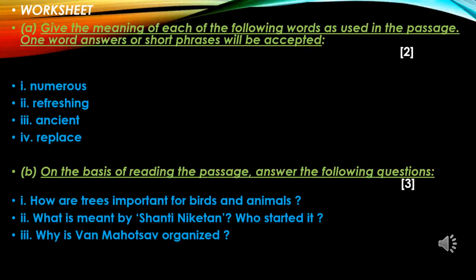And here are the questions for the comprehension. You need to complete these in your FAIR exercise books. Firstly, you need to give the meaning of each of the following words as used in the passage. One-word answers or short phrases will also be accepted. These are for 2 marks, half a mark for each.